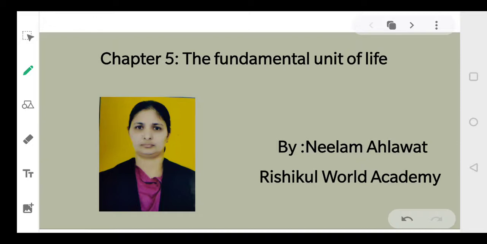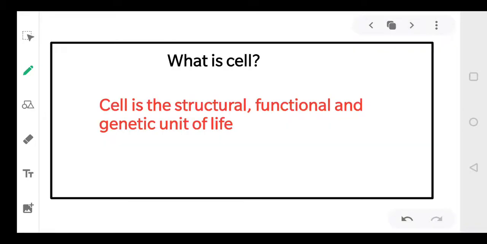Yes students, let's start. Now see, when we are talking about the fundamental unit of life, the first question comes: what is the fundamental unit of life? The fundamental unit of life is the cell. Then the question comes, what is a cell? The cell has three features. It is the structural, functional and genetic unit of life.